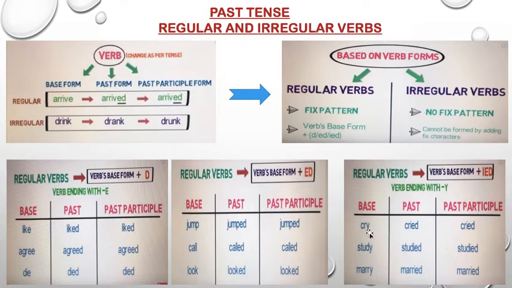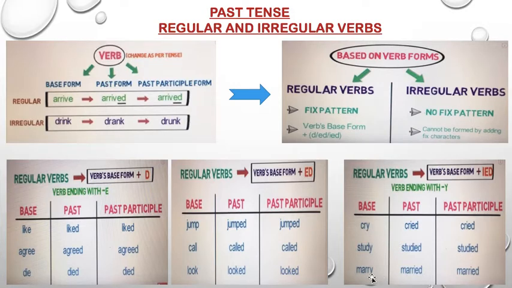Okay, cry is the base verb. When we are adding IED, it becomes cried, C-R-I-E-D, cried. We are dropping y and adding i. Again in the past participle, it will be cried. Okay. Next, base form study, y is at the end, so we are dropping y and we are adding IED. Studied, S-T-U-D-I-E-D. So the past form will be studied and past participle will also be studied.